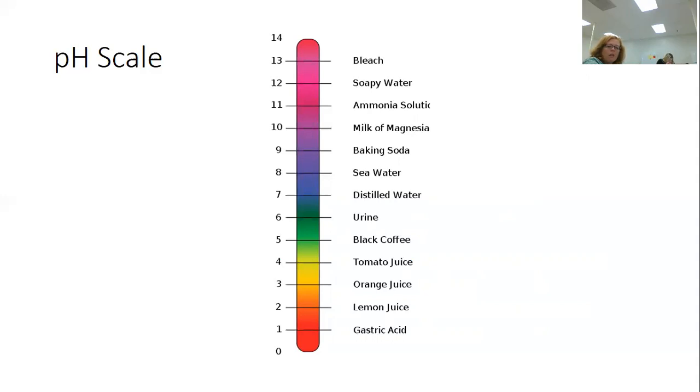Your stomach acid is right in here, I think between the 3 and the 4. So you can see urine is a little bit acidic. That's to kind of help control the bacteria. Seawater is a little bit basic. And as you go up, all those bases can combine. They're used a lot of times for antacids to kind of neutralize stomach acid, like the milk of magnesia.